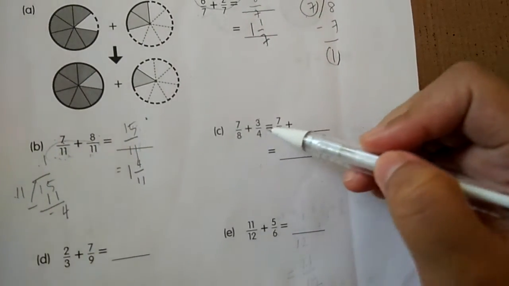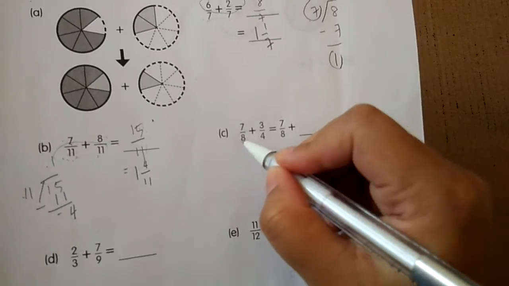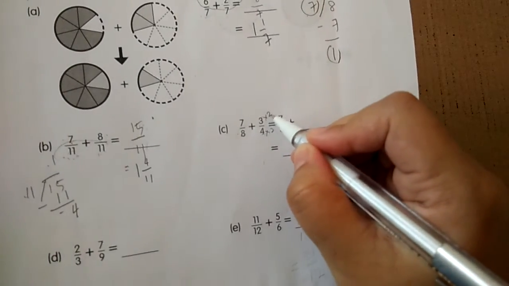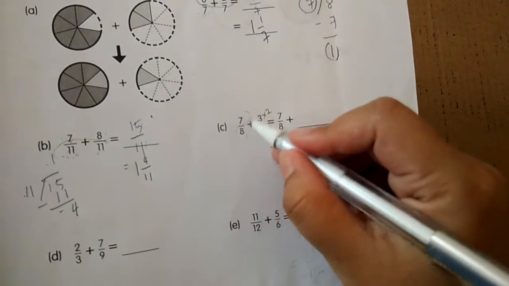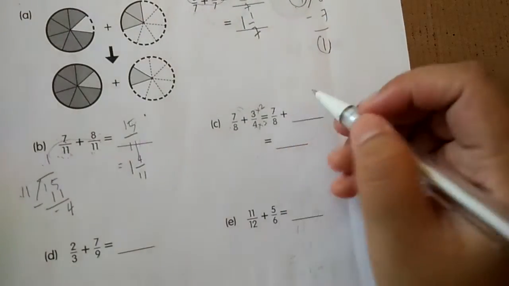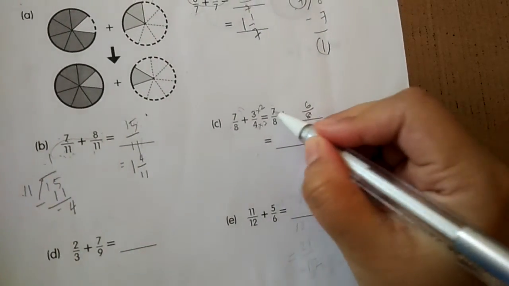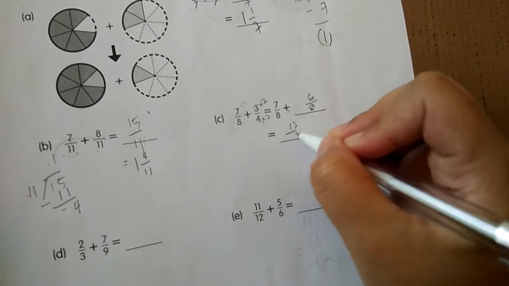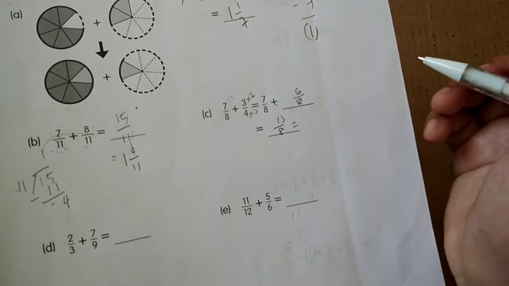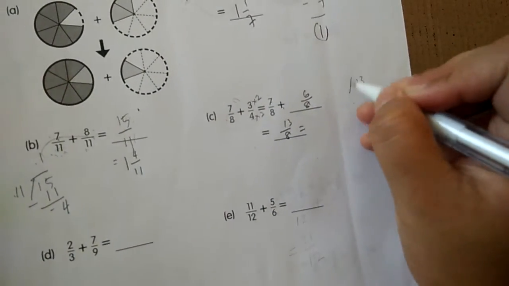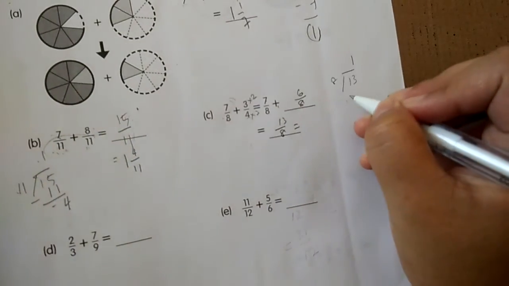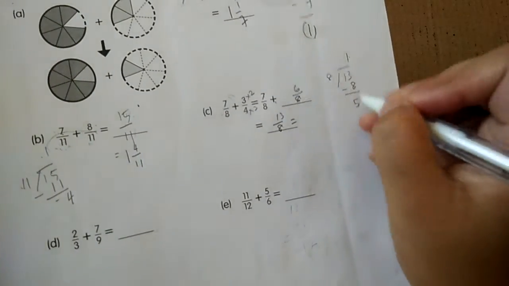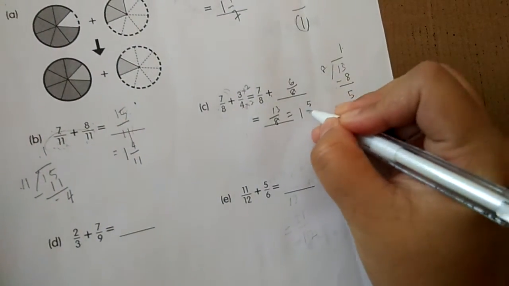Okay, for this one, the denominators are not the same. 7 over 8, 3 over 4. So this one you have to make it 8. What times 4 equals 8? 2. So 7 over 8 plus 3 times 2, 6 over 8. 7 plus 6 equals 13. 13 over 8. And then convert this into a mixed number. 13 divided by 8 is 1, 13 minus 8 is 5. So 1, 5 over 8.